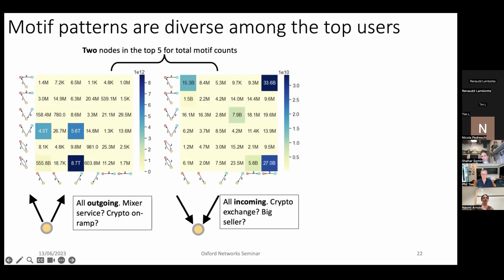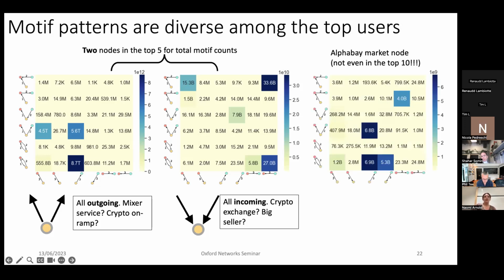This node, on the other hand, represents all incoming, so it has most all incoming motifs. We haven't managed to identify who that one is, but we wonder whether it could be, say, a particular big vendor on Alphabet, or perhaps a service like an exchange. And then interestingly, the Alphabet node itself didn't even come up in the top 10 for number of motifs, although it had the highest degree by far.